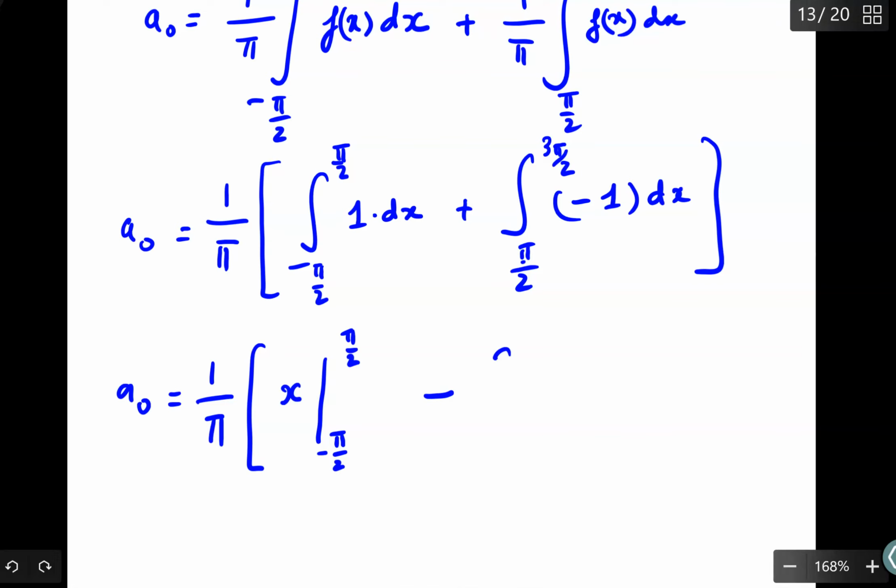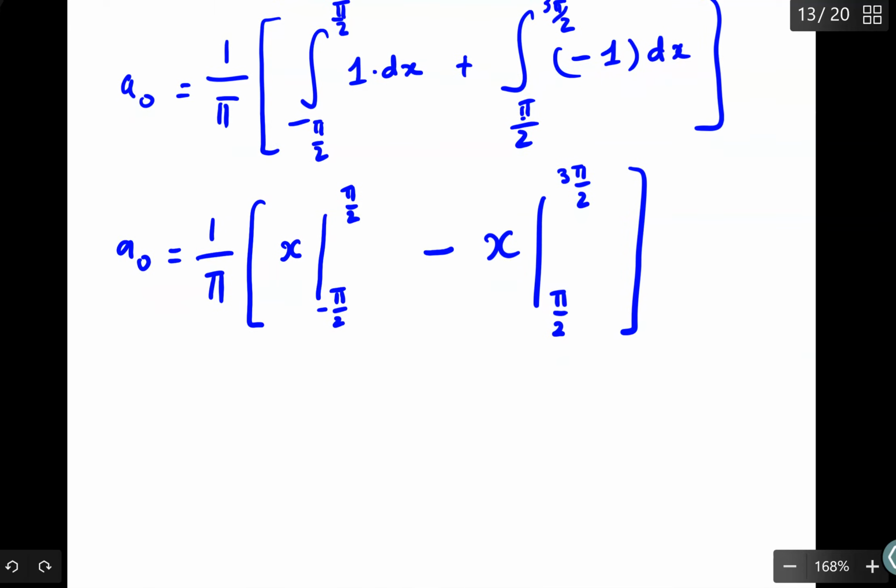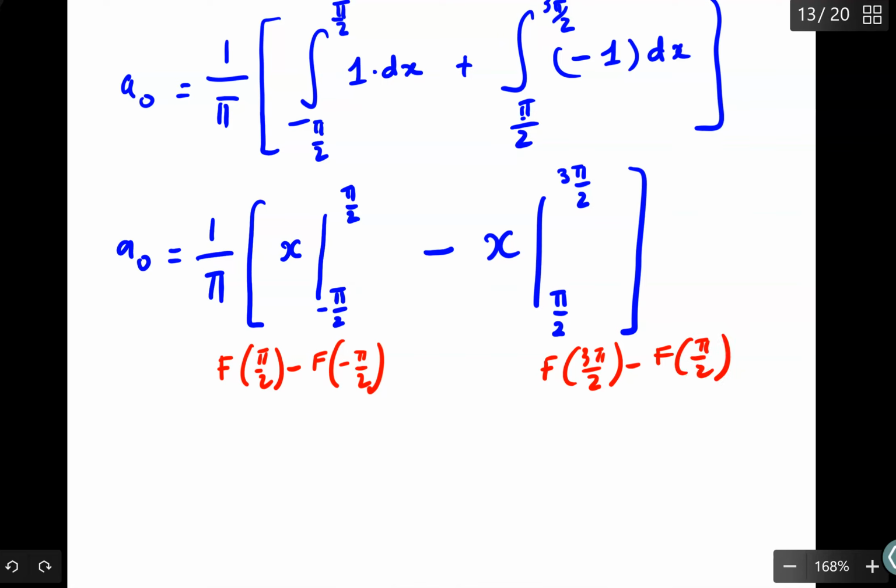Okay, so then I should have pi over 2 and then 3 pi over 2 in this case, close the bracket, apply the fundamental theorem. Don't forget that we need to have f of pi over 2 subtract f of negative pi over 2. In this case, I should have f of 3 pi over 2, I subtract that with f of pi over 2.